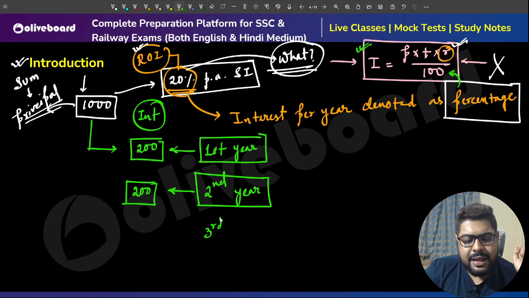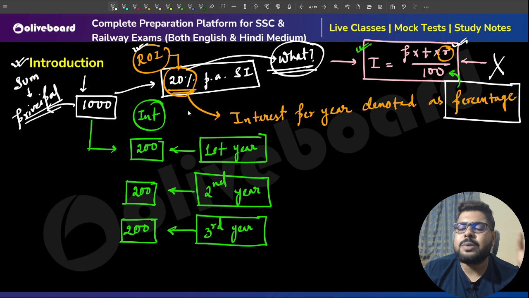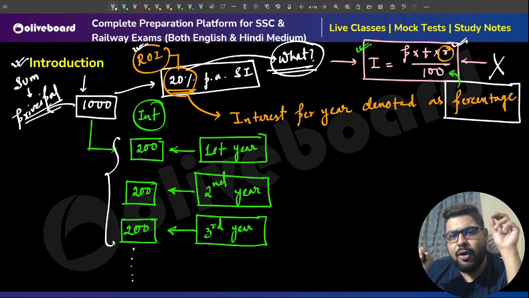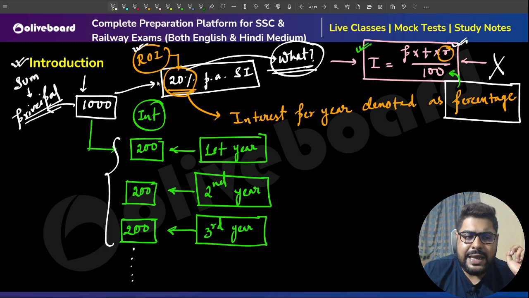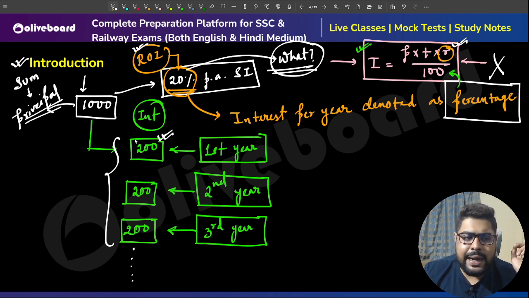Third year, I'll get the same 200 rupees. What I'm trying to say is that it does not matter which year we are talking about. Interest in case of simple interest will always remain the same. Whatever is the interest for the first year, the same is the interest for the 100th year also. Second year, third year, fourth year, fifth year, every year I'll get 200 rupees as my interest only.